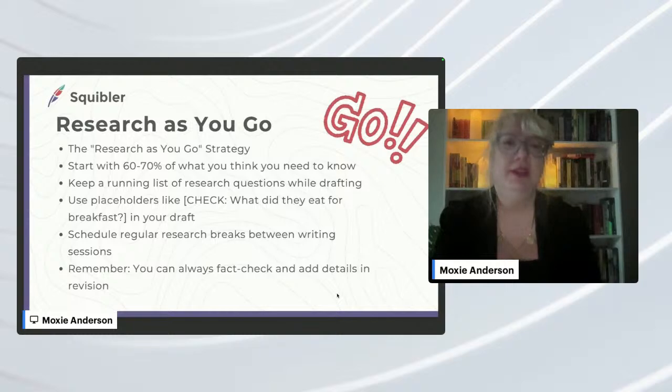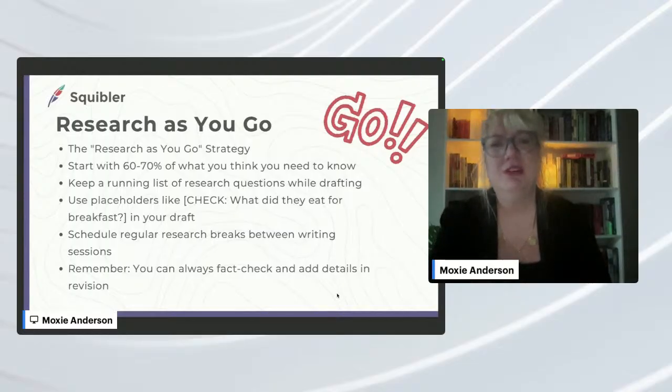You might use placeholders in your comments that you can leave for yourself in Scribbler. So you could say something like, "What did people in the Victorian age eat for breakfast?" in your draft. You might even think about scheduling regular research breaks in between writing sessions. So you get on a track of doing some research and some writing and some research and some writing. So you're not slowing down your writing process.